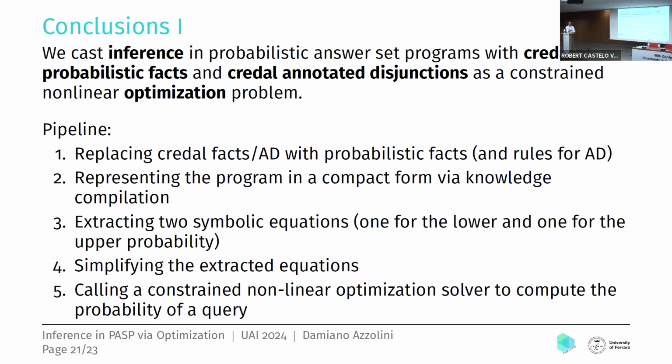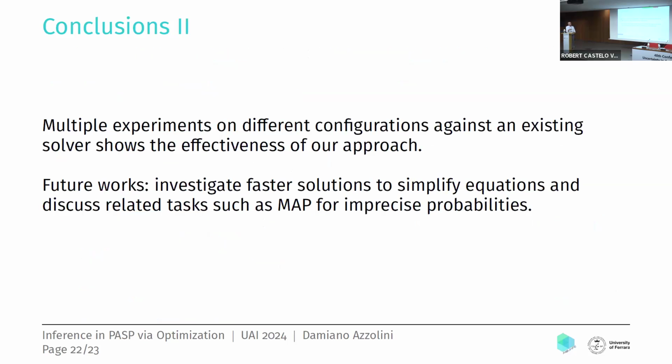and credal annotated disjunctions as an optimization problem. In the pipeline, we replace credal facts and annotated disjunctions with probabilistic facts. We represent the problem in a compact form via a process known as knowledge compilation. Then we extract 2 symbolic equations, one for the lower and one for the upper probability. We simplify the equation and we call a nonlinear optimization solver that solves this optimization.